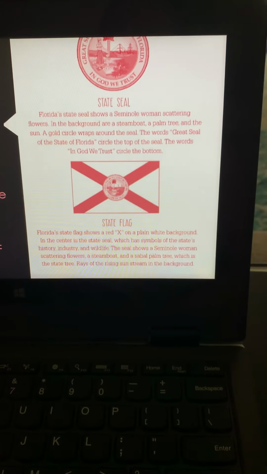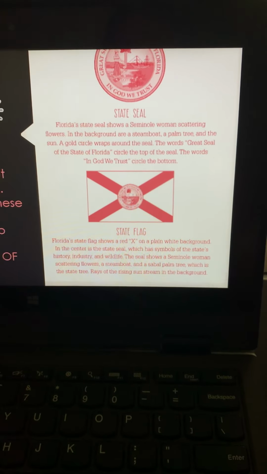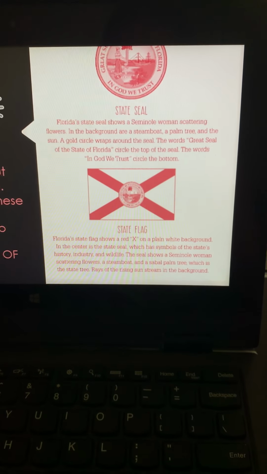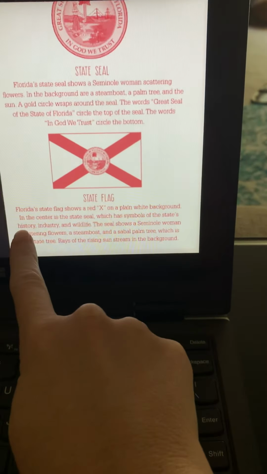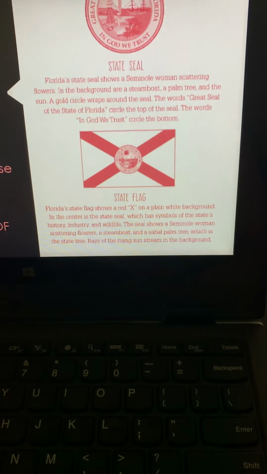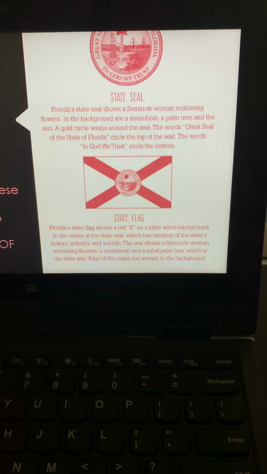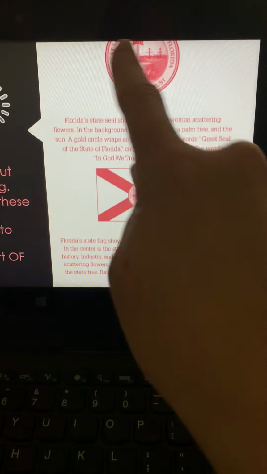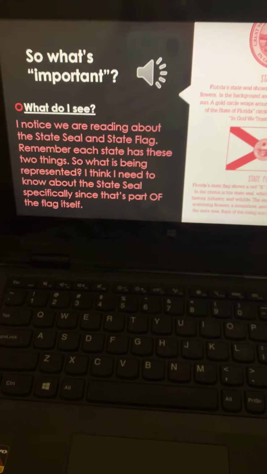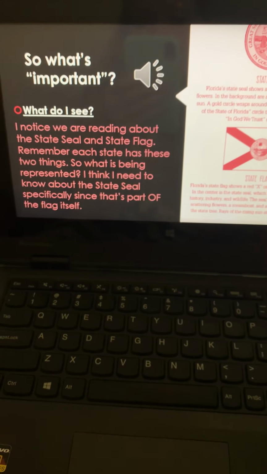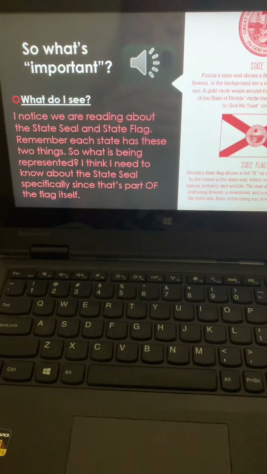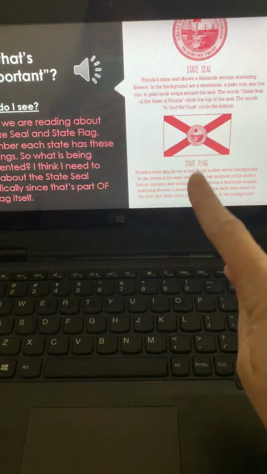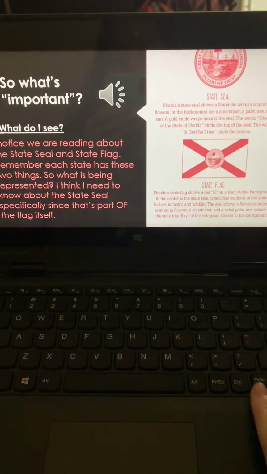I see that there's a steamboat and a palm tree, and I think that's kind of important because palm trees kind of represent Florida. And what I'm also noticing is that it's representing the state's history, industry, and wildlife. And that might be important for you to understand. Like, this flag really does represent what Florida is great for. All right. So when I noticed that, that's kind of what I wrote. Remember, each state has these 2 things, a seal and a flag. So what's being represented? I think I need to know about the state seal because that state seal really does take a whole chunk of the flag.